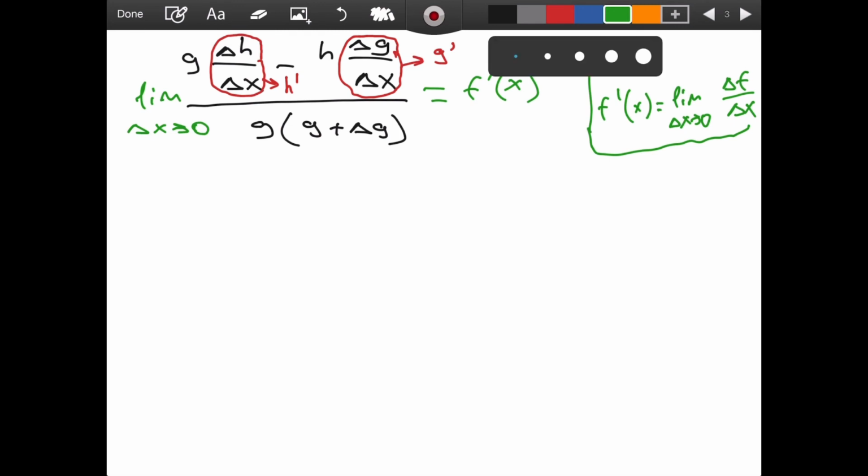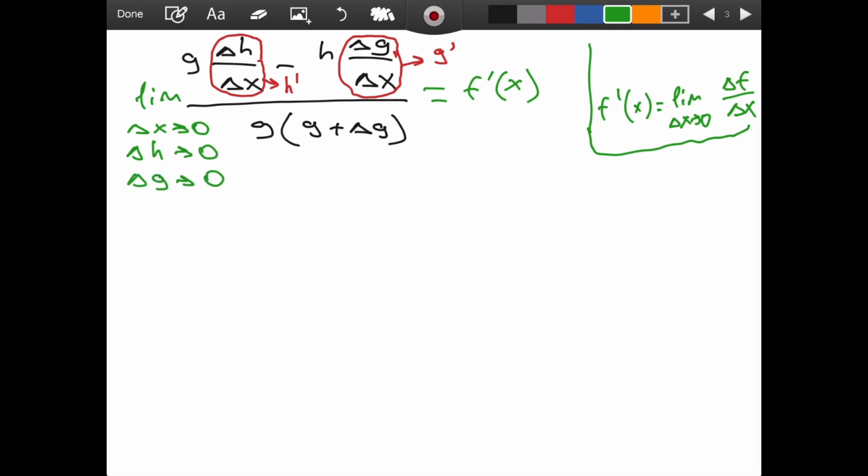And another point is, as delta x approaches 0, delta h approaches 0, and delta g approaches 0 as well. So, when we take the limit as delta x approaches 0, this thing right here, delta g, will go to 0. Which leaves us with the statement that f prime of x is equal to g times h prime minus h times g prime, divided by g squared.